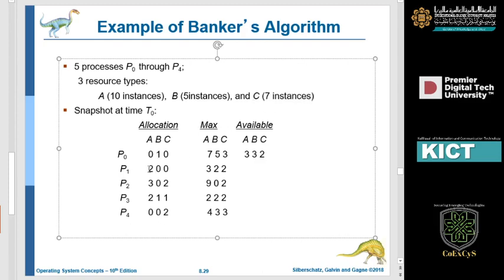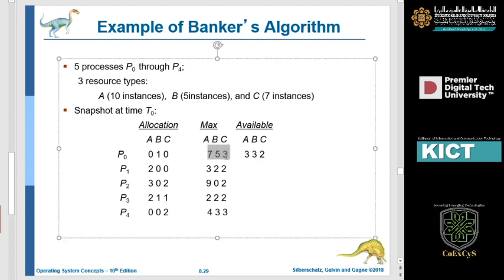This snapshot would usually be given to you to describe the current state. Your job is to see whether the currently available resources and what's currently needed would cause any problem. Now let's look at the maximum for P0 right now.